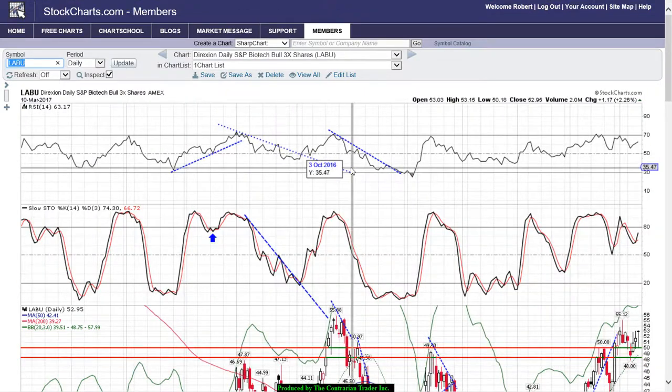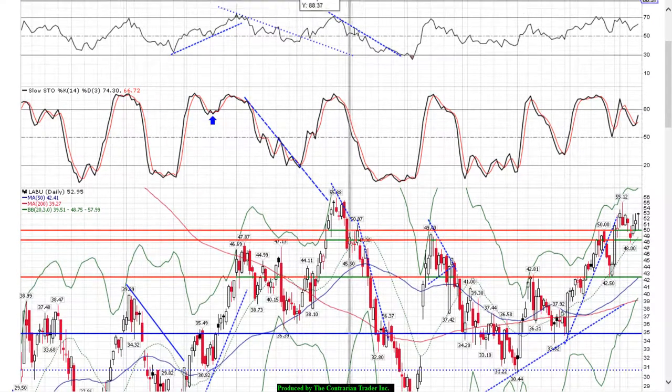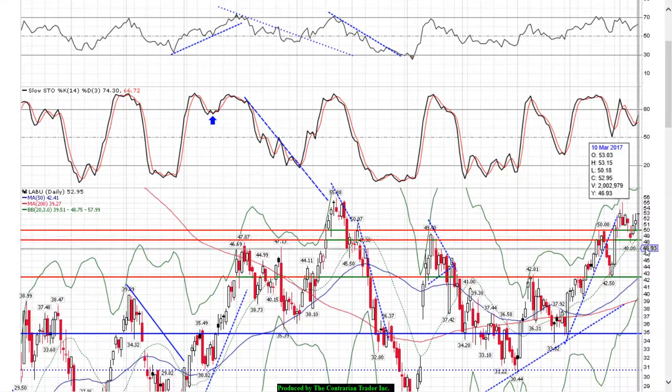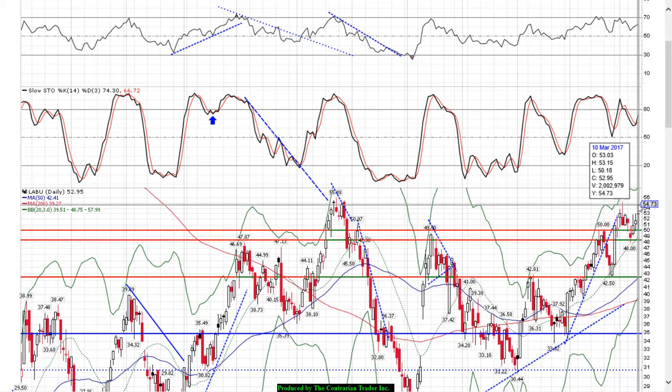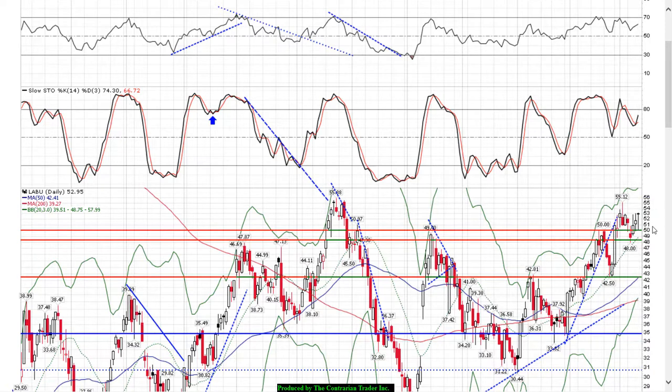All right, now let's segue into our continuation breakout trades. LABU, we've spoken about this one many times in the past. We're very bullish on LABU. On Friday, it retested support once again. It held and it reversed on the day. The path of least resistance remains higher for LABU.